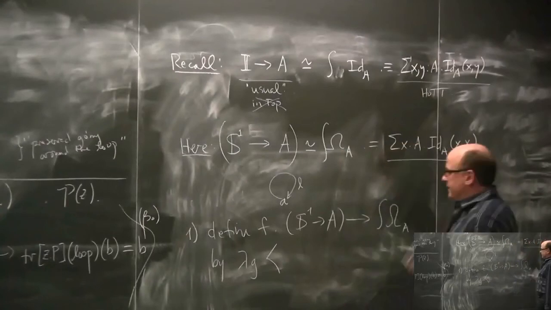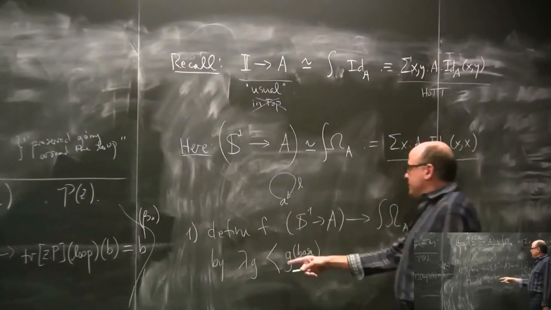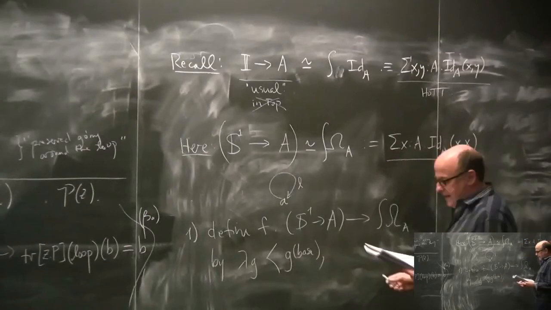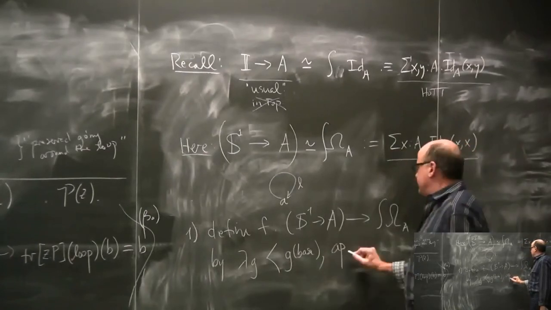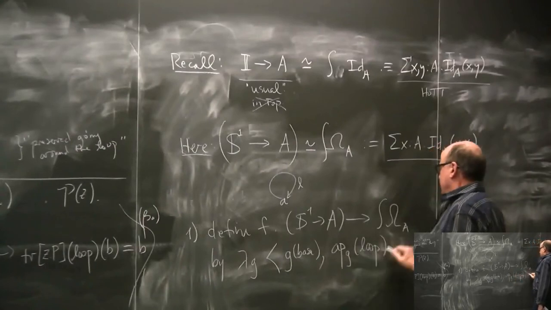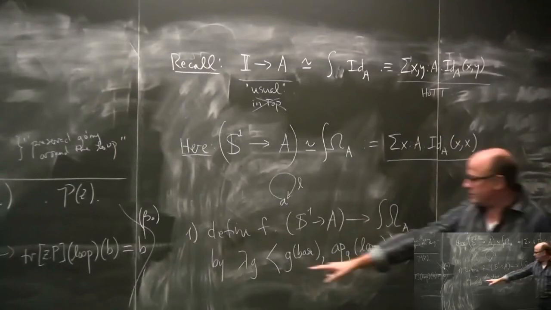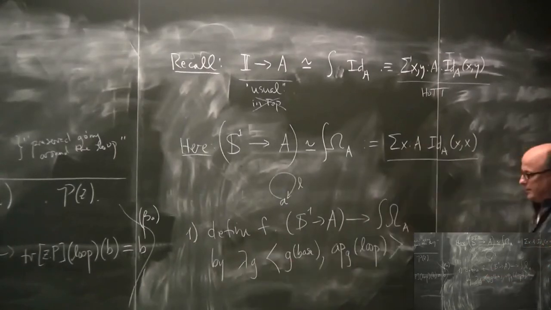I've got to inject into that space. So I look at just what I said to you before. The base point in question is G of base, and the loop in question is the image of the loop under G, which is given as an argument. So F is what's going to turn out to be an equivalence. Okay, so we do that. Okay, so that's the idea.